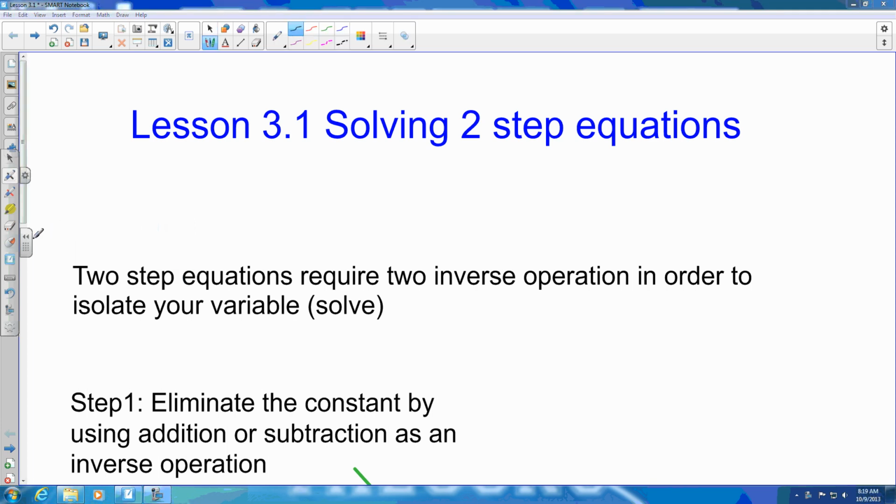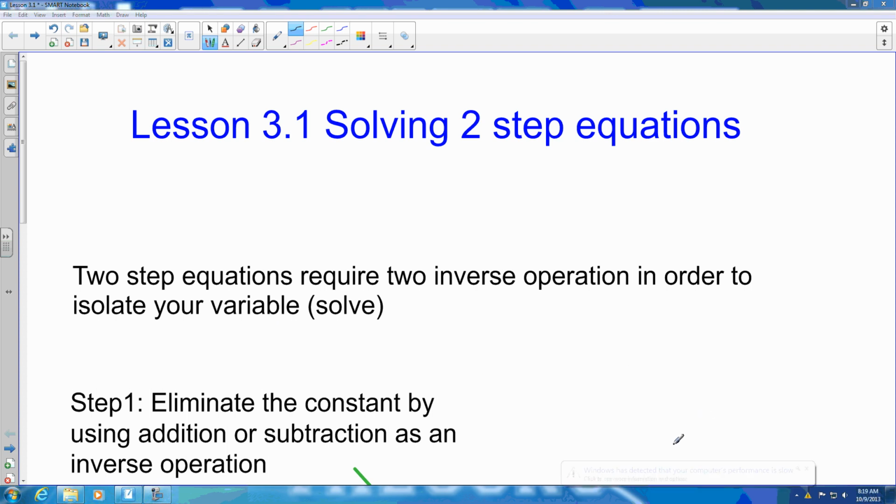Okay, we are starting a new chapter, chapter 3, and section 3.1 is telling us how to solve two-step equations.